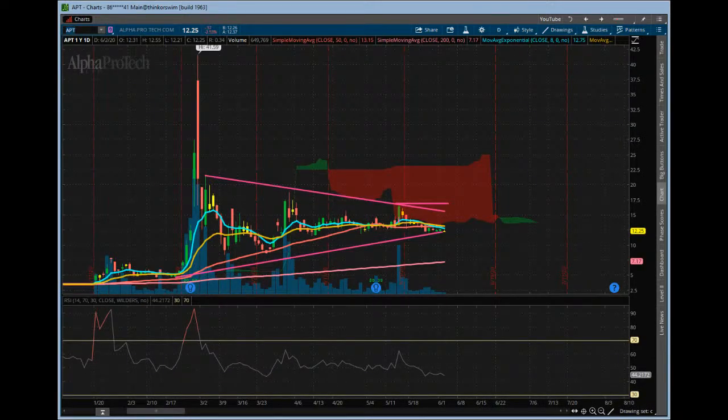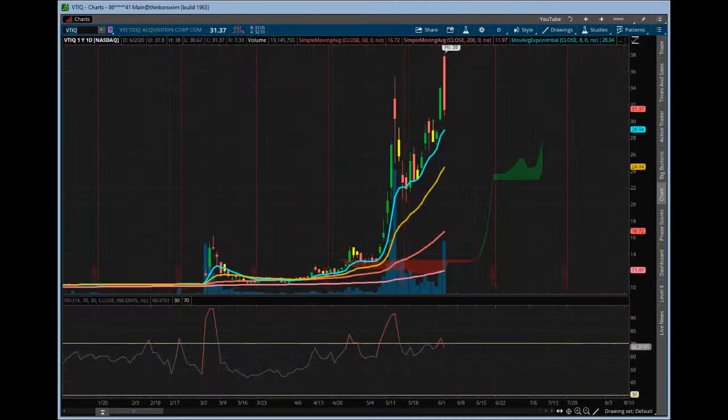APT, I know it's just annoying. Still chopping around. Gotta go to the other crazy, like VTIQ. Wasn't this thing crazy too? Just crazy, crazy, crazy. Huge gap up today and a nasty reversal. Wild stuff, guys.